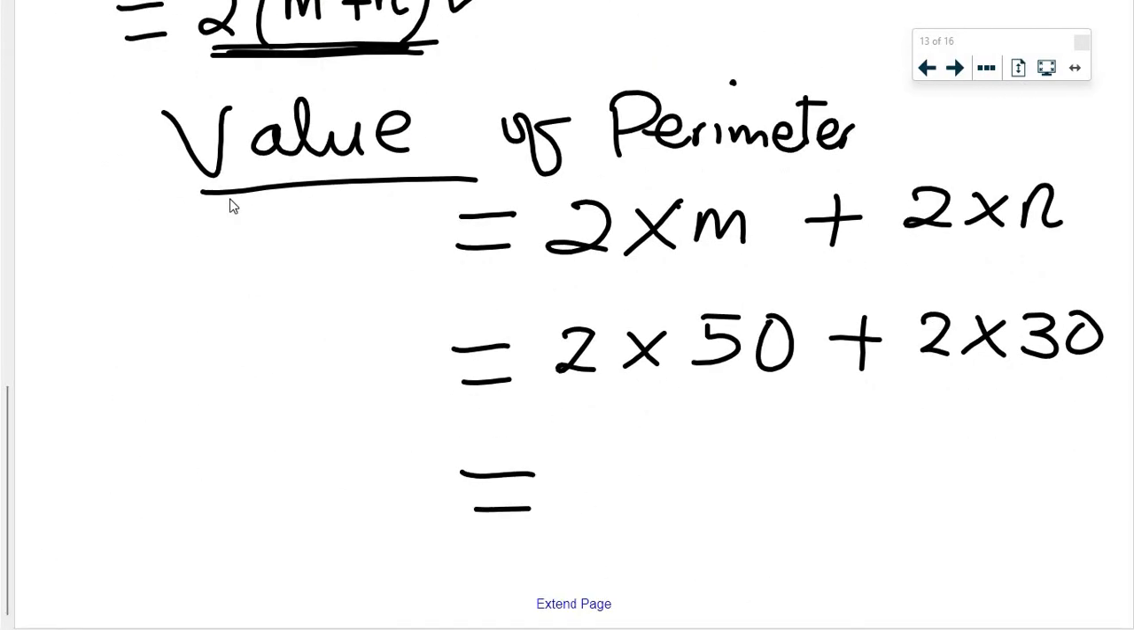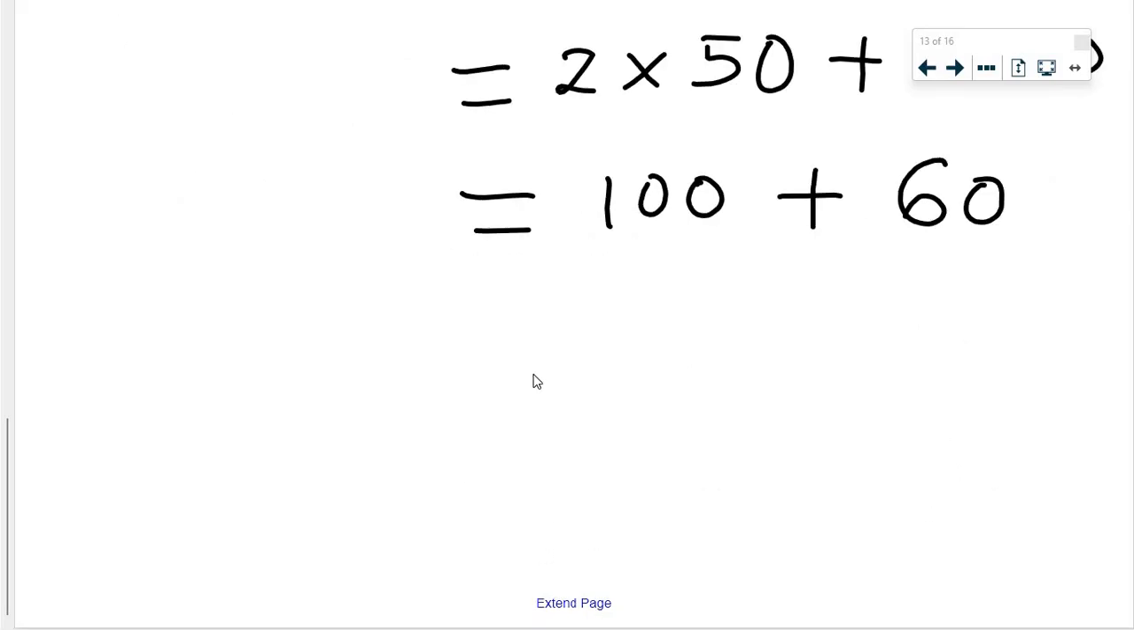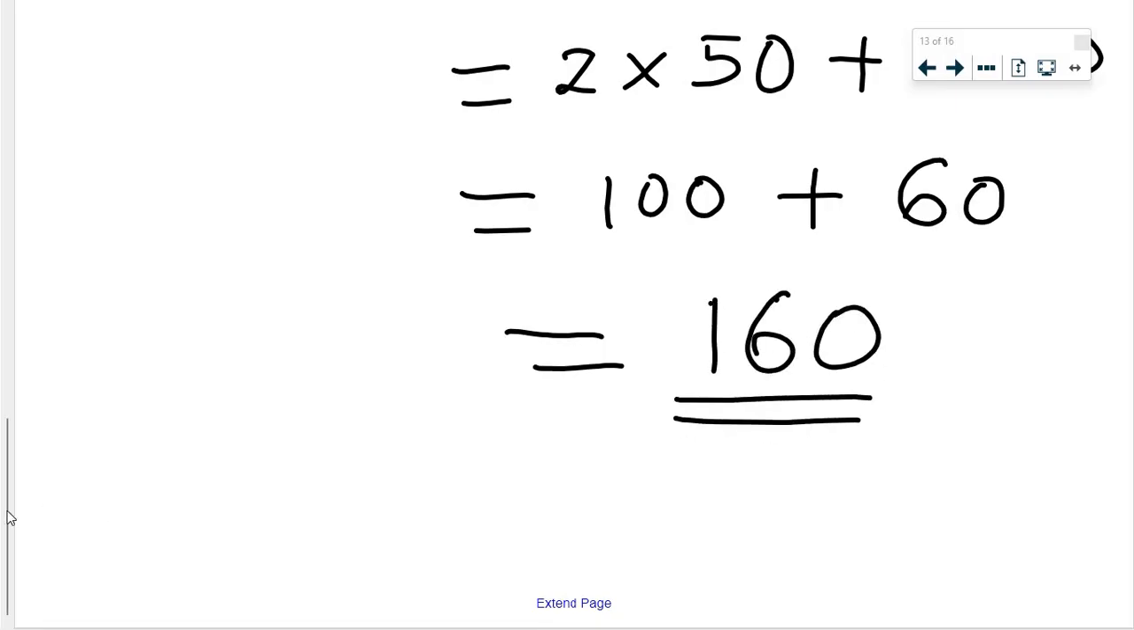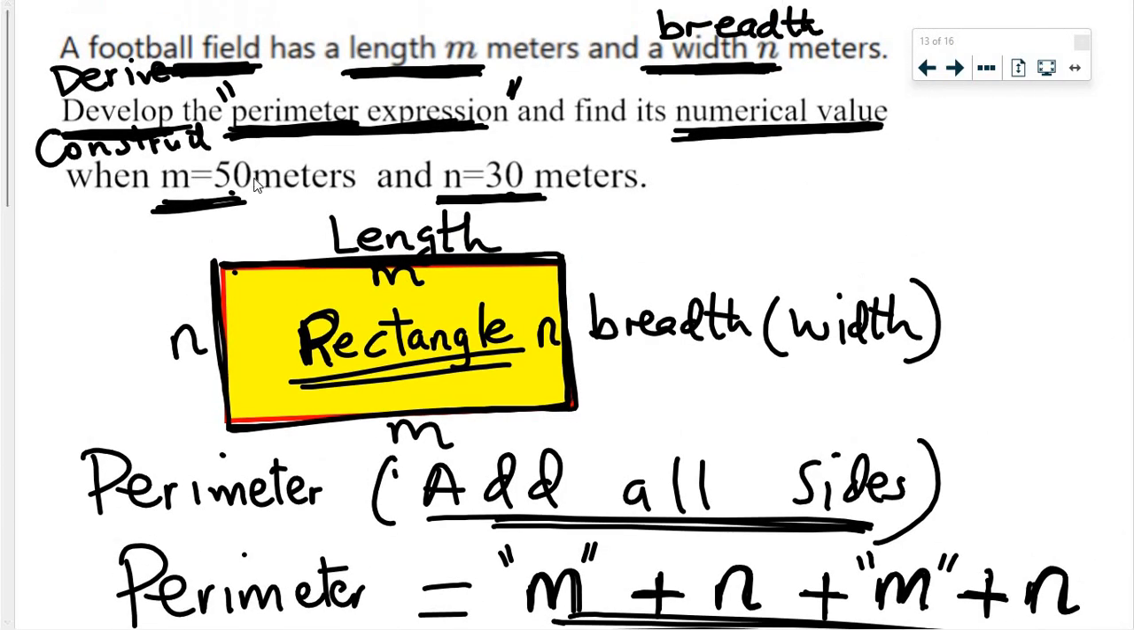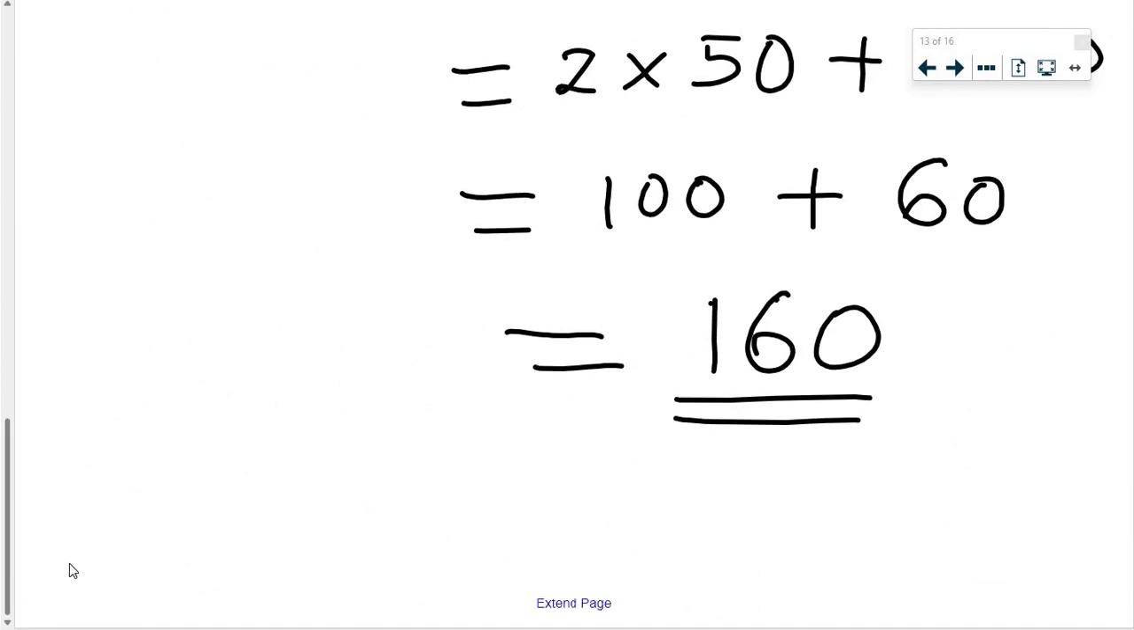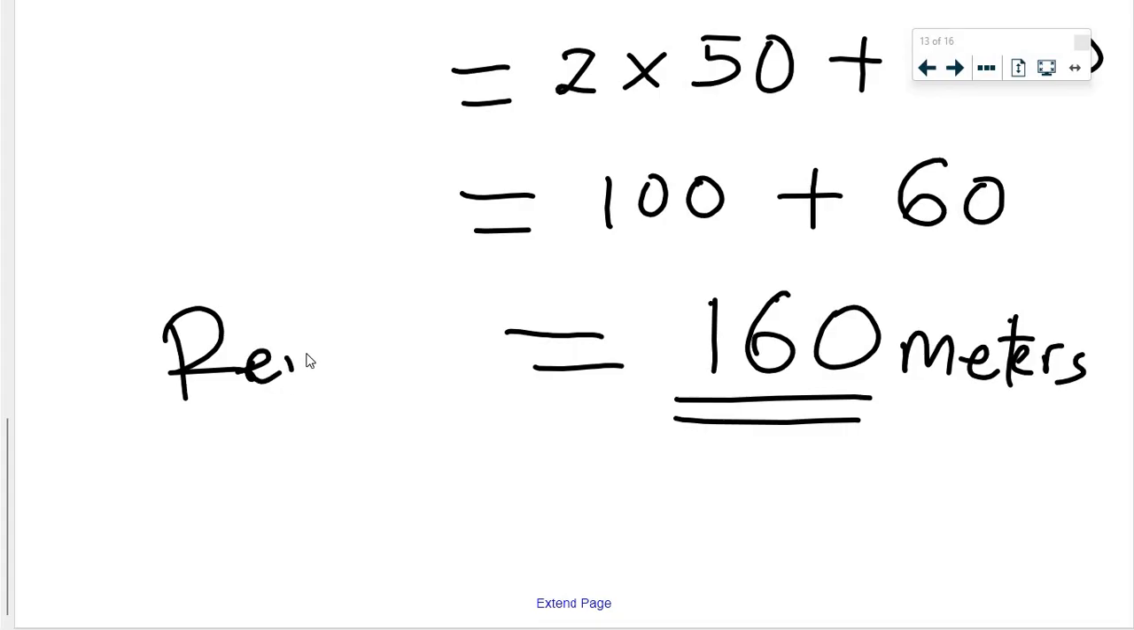Okay, now go ahead calculating because we are looking for the value. 2 into 50, 100. Plus 2 into 30, 60. When you add this, what do you get? You're going to get 160. This is the perimeter value. And since m is in meters and n is in meters, so even this perimeter will eventually be in meters. So this is the perimeter.